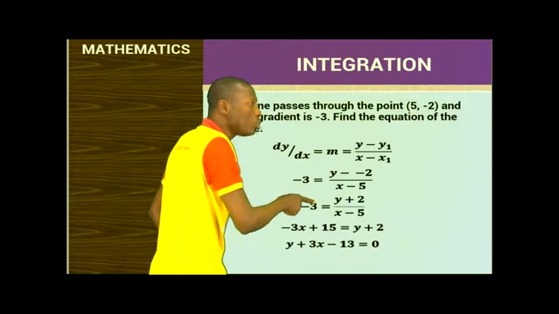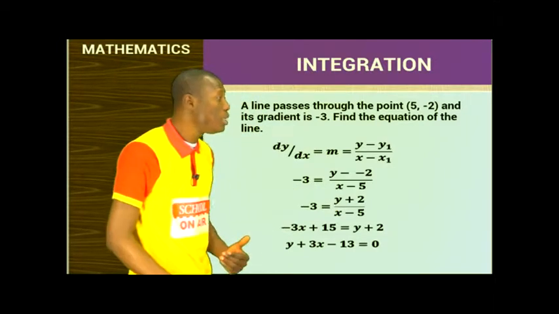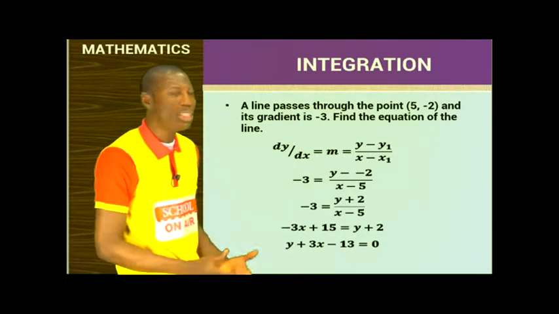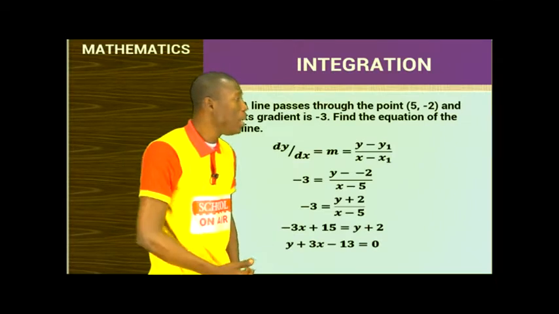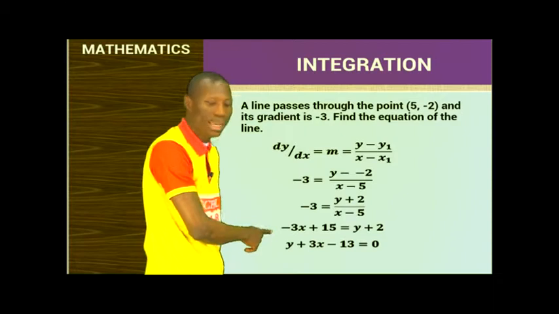Then I cross multiply, and I get the equation minus 3x plus 15 is equal to y plus 2. Then I just collect the like terms, I have y plus 3x minus 13 is equal to 0. So this is the equation of the line.